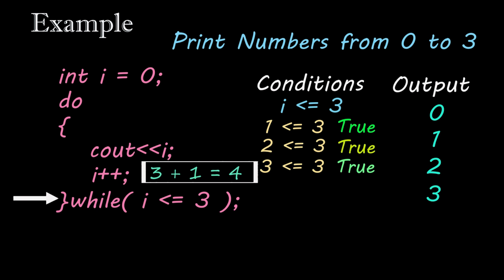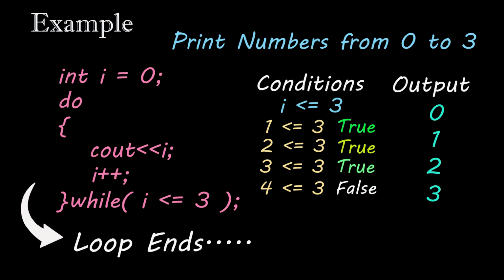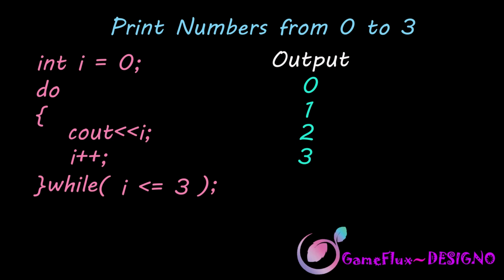Then it goes there, checks the condition. Is 4 less than or equal to 3? No. It is false. 4 is not less than or equal to 3. So, it gets out of the loop and the loop ends. So, our output is 0, 1, 2, and 3. We print numbers from 0 to 3. So, we see that at first it executes without checking the condition and after that it runs again and again in a loop as long as the condition is true. When the condition becomes false, it gets out of the loop. So, hope you understand the concept.